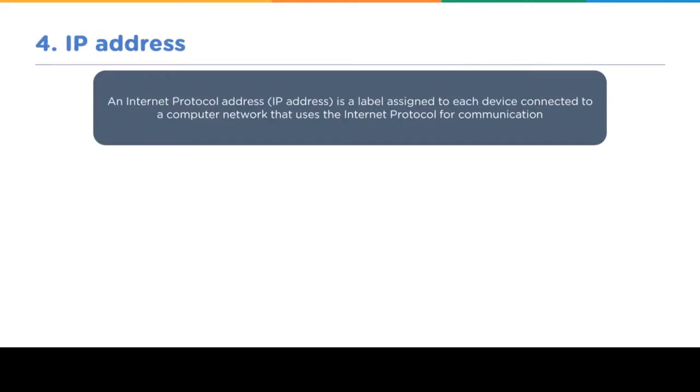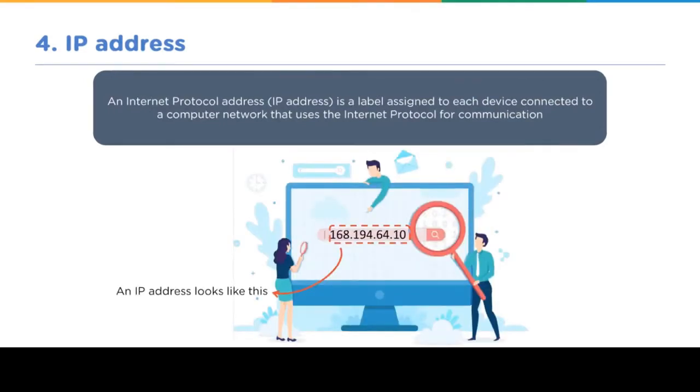Another important concept to understand is the IP address. An Internet Protocol address, or IP address, is a unique logical address assigned to each device connected to a computer network that uses the Internet Protocol for communication. This unique address is designed to allow one connected computer to communicate with another device over the IP-based network like the Internet. Most IP addresses look like this: 168.194.64.10.